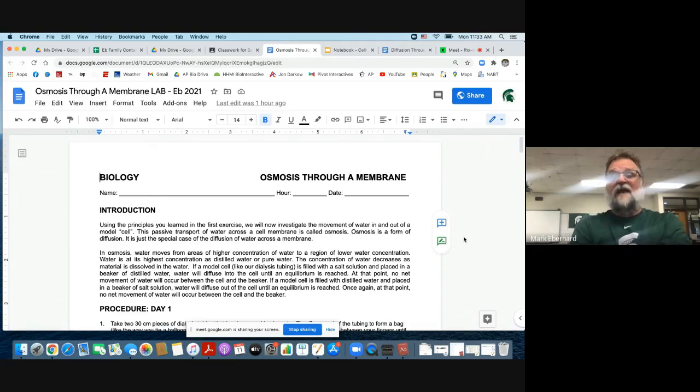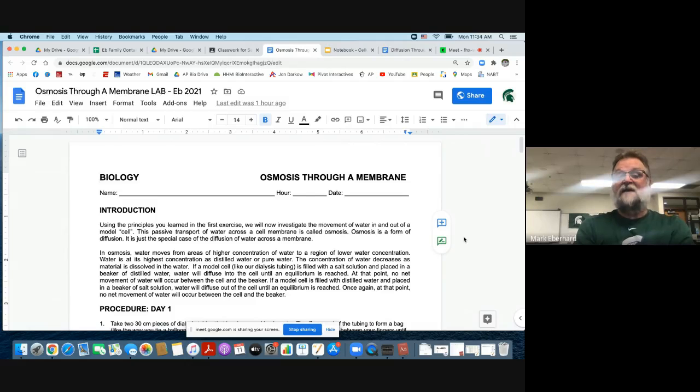If a model cell like our dialysis tubing is filled with salt solution and placed in a beaker of distilled water, think about it, salt is in the cell model, the beaker is pure water, so where's the most water? The higher water concentration is going to be in the beaker because that's 100% water, so water is going to move into the tube where there is some salt. So as it says, water will diffuse into the cell until equilibrium is reached. At that point, no net movement of water will occur between the cell and the beaker.